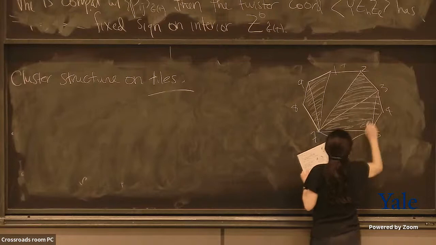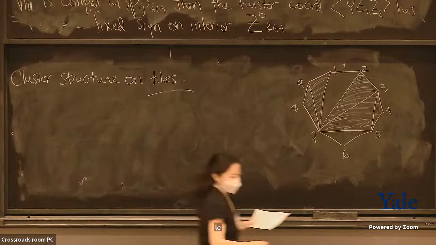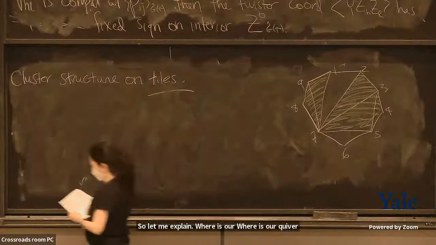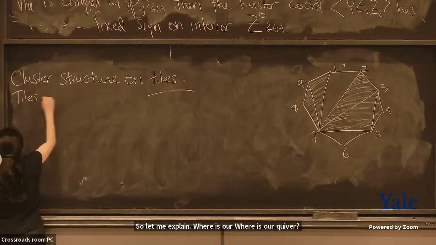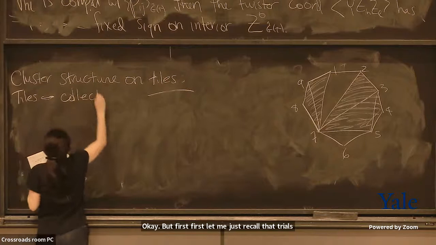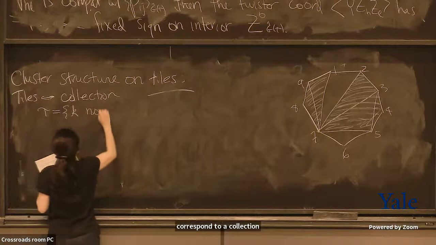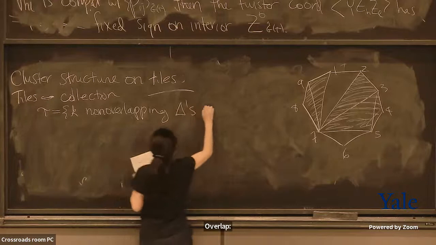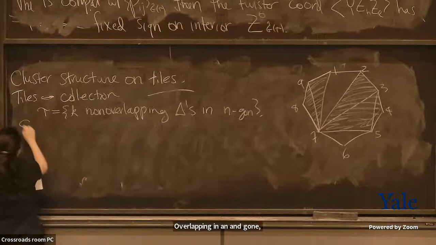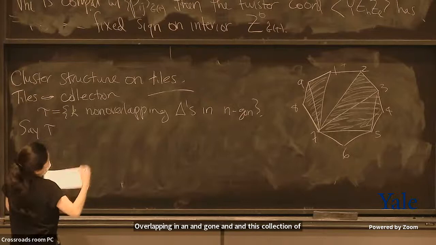Okay, so let me explain. Where's our quiver? Okay, but first let me just recall that tiles correspond to a collection tau of k non-overlapping triangles in an n-gon, and this collection of non-overlapping triangles will consist of a certain number of shaded polygons.